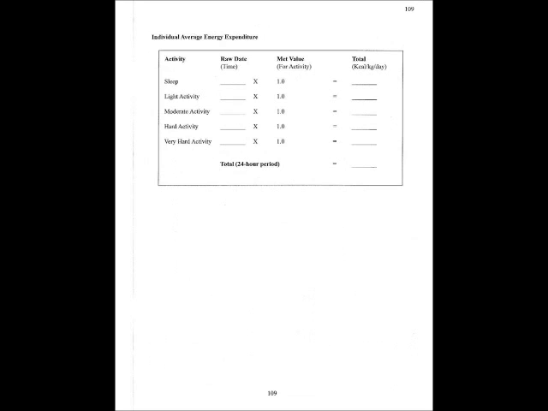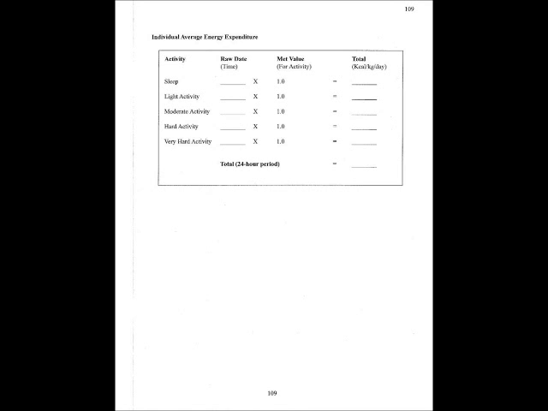Now, once you have that done, you're going to look at page 109. On page 109, there's some typos, so I need to make those corrections. On 109, sleep, under MET value, sleep should have 1.0, which it does. Light activity, instead of 1.0, it should be 1.5. Moderate activity, instead of 1.0, should be 4. Hard activity should be 6, and very hard activity should be 10. So your MET values should read as follows. 1.0, underneath that 1.5, underneath that 4, then 6, then 10.